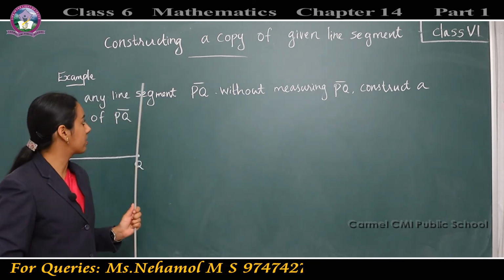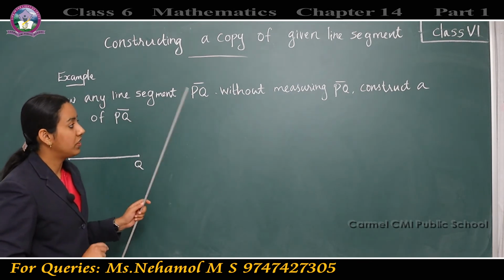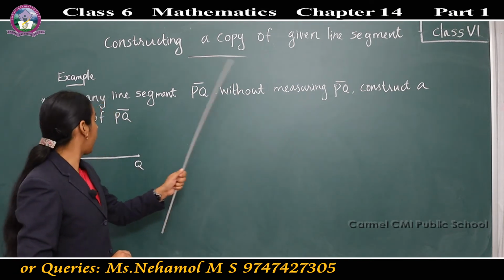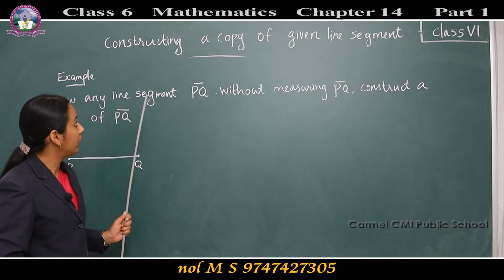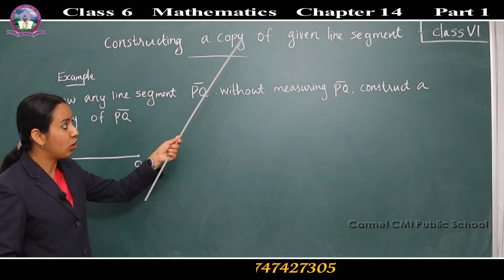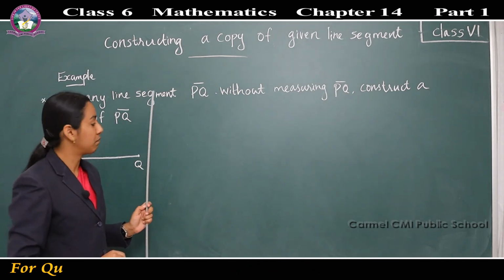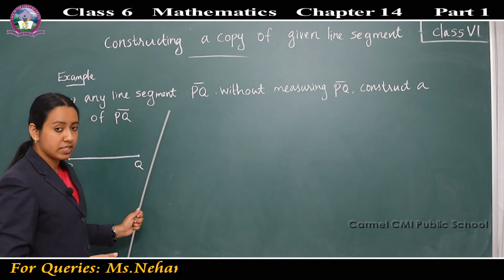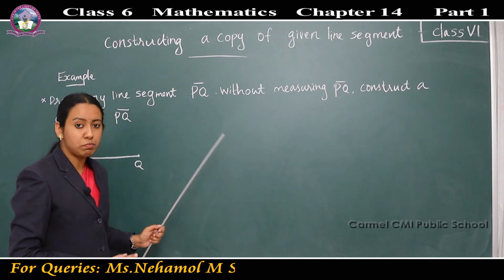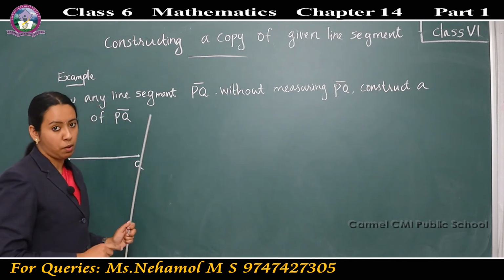Next topic, constructing a copy of given line segment. We can go through an example. Draw any line segment PQ. Without measuring PQ, construct a copy of PQ. Now we are going to study how to construct a copy of given line segment using ruler and compasses. Here one question is there. We have to draw any line segment PQ. Then without measuring PQ, we have to construct a copy of PQ.